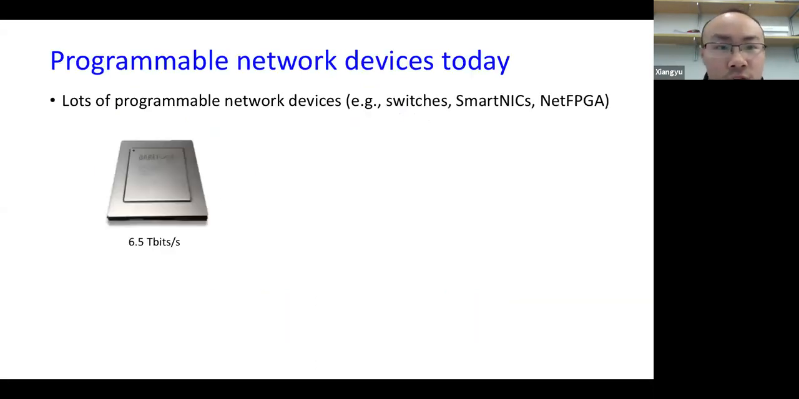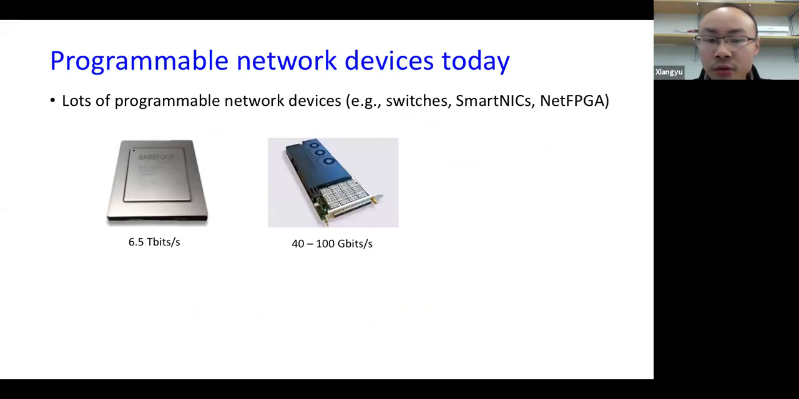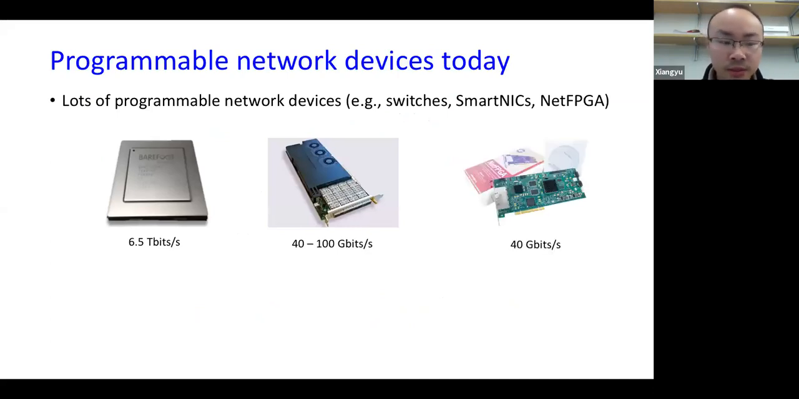So just to give you some background. Recently, programmable network devices have become quite widespread because they are more flexible than fixed-function ones. And they also run at a fairly high speed today. For example, programmable switches like Tofino run at 6.5 terabits per second. SmartNICs run at 40 to 100 gigabits per second. And the NetFPGA platform runs at 40 gigabits per second.